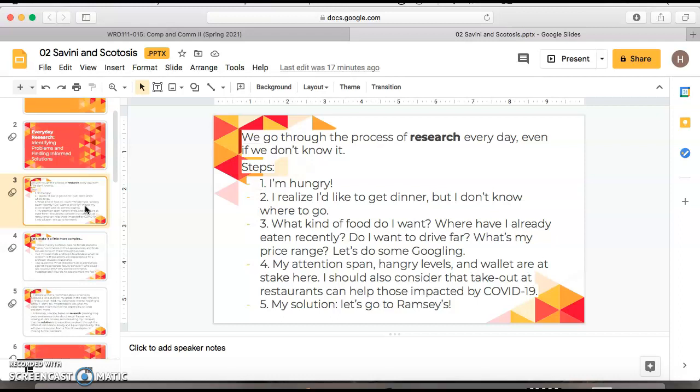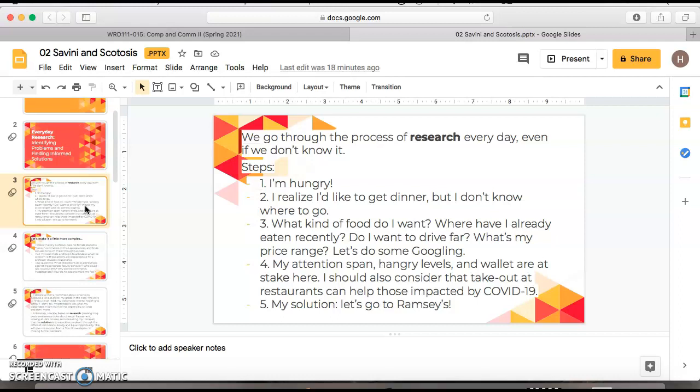We notice that we're hungry. We come to the realization that, yes, I would like to go get dinner, but I don't know where to go. That's my problem. My problem is I don't know where I want to go to get dinner. I don't know what I want to do for dinner. So then I start thinking about all of these questions. What kind of food do I want? Where have I already eaten recently? Do I want to drive far? What's my price range?